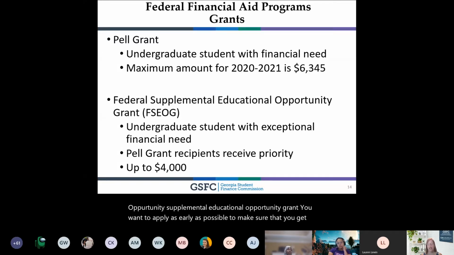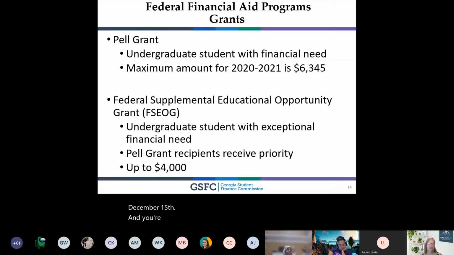Each institution has what they call a priority consideration deadline. That's within the financial aid office. And I think UGA's is December 15th. And so if you have your FAFSA completed by December 15th and you're eligible for the Supplemental Educational Opportunity Grant, you're more likely to get it than if you applied with the FAFSA after December 15th, because that money will probably be gone. So it's real important to check with your institution to see what their priority deadlines are.